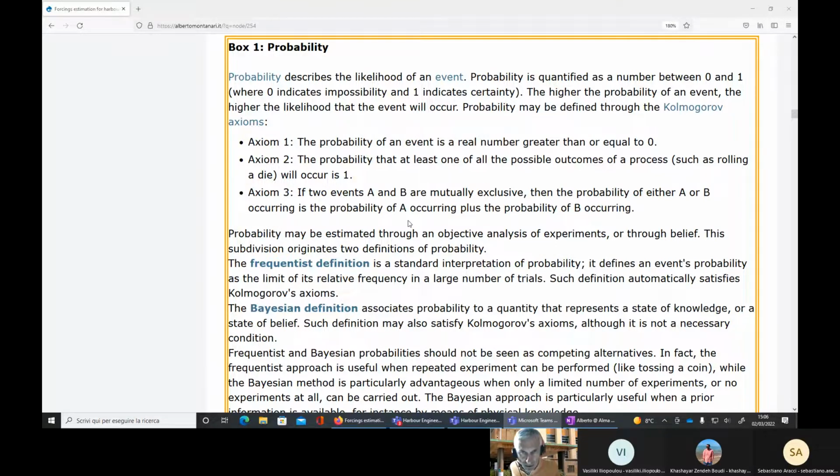So how can we estimate probability? We can estimate it through an objective analysis of experiments or through belief. Let me give an example, again tossing the coin. I can make an experiment of tossing the coin several times, count the number of heads and the number of tails, and then, through the frequency of each one occurring, I estimate the probability.